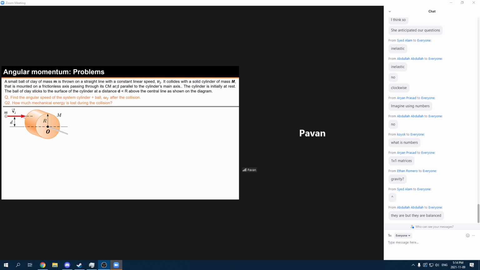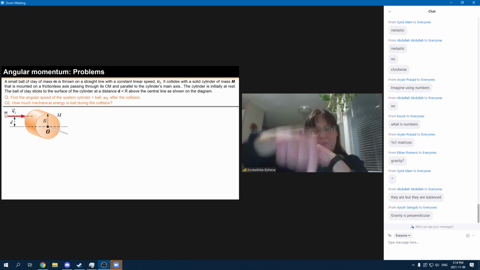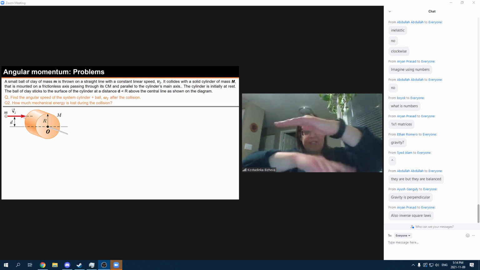Can we factor gravity out, since it has the same effect and it's perpendicular to the plane of motion? Is gravity going to be pointing downward, right? The motion of the particle happens in this direction, including the spin, right?